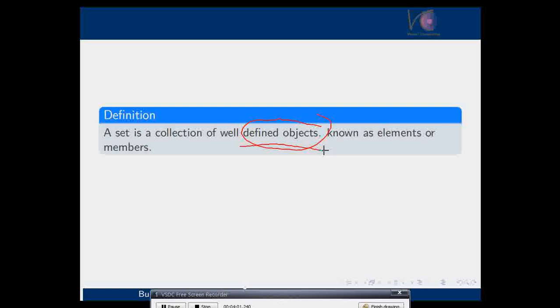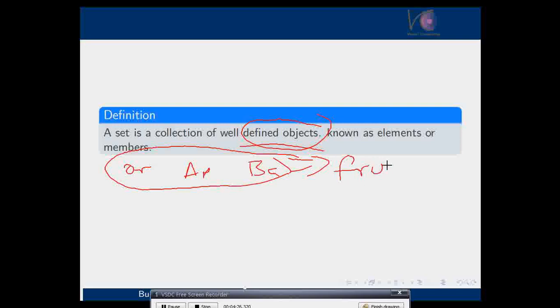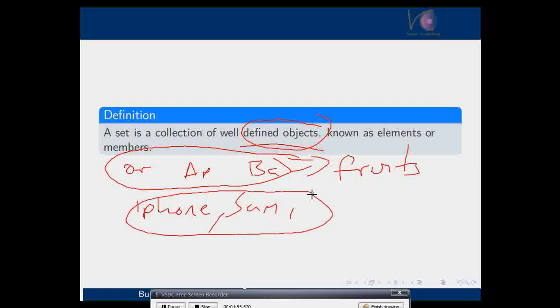So by defined objects, what you are expected to have, if you have in a bucket, say, an orange, in the same bucket you're having an apple, in the same bucket you have a banana, you can see that these three things have something in common. And the common thing, you are going to say the three are fruits. Therefore, you are going to say you have a bucket of fruits. In other words, it is a set of fruits. Again, consider in a bucket you have an iPhone, in the same bucket you have a Samsung or any other phone. So you are going to say that this second bucket is a collection of phones.